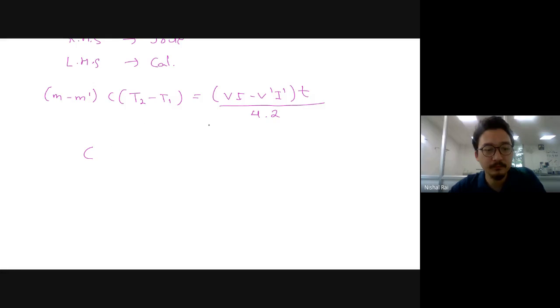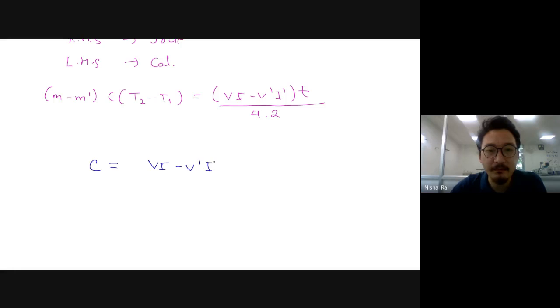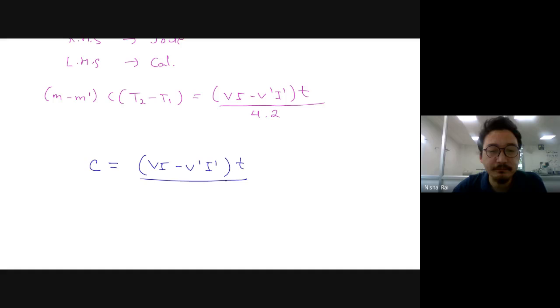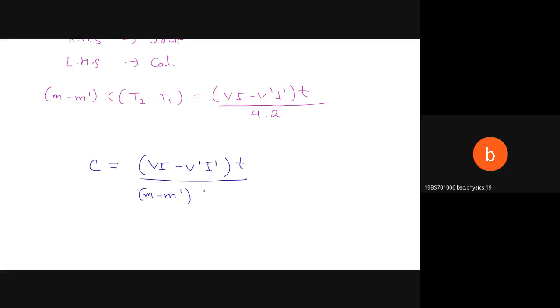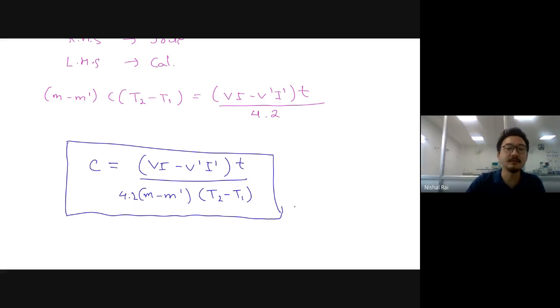C will be given by (VI minus V'I') t, divided by (m minus m') times (T2 minus T1), divided by 4.2. This is how you'll find the specific heat capacity.